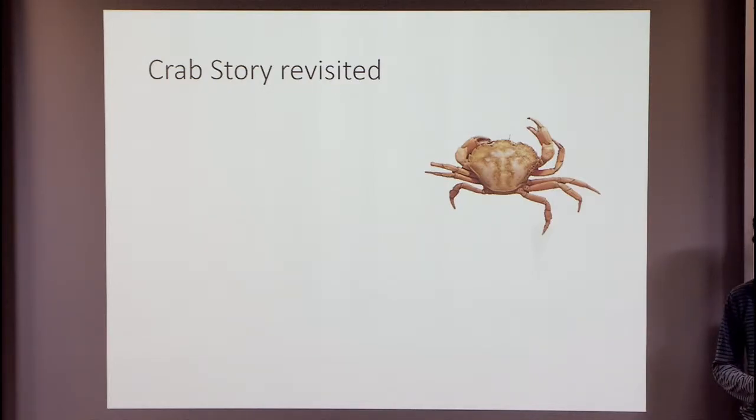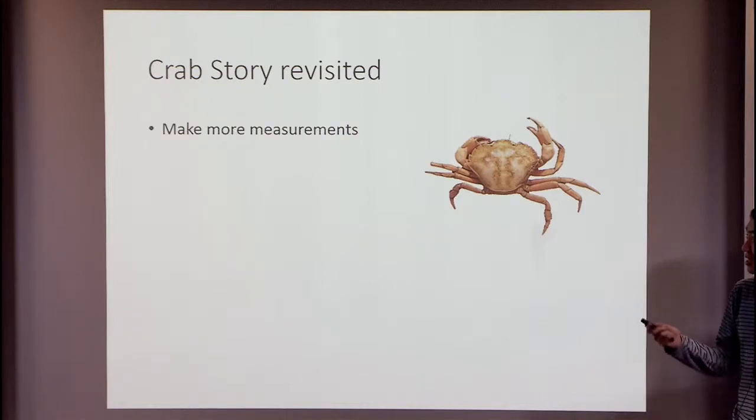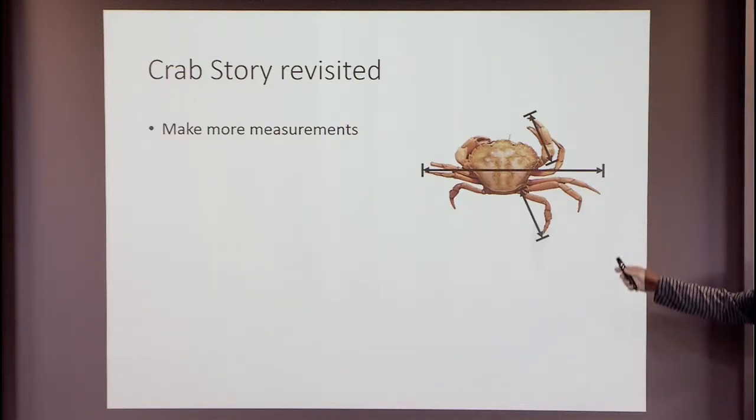But how can we solve this problem? Well, let's look at the crab story again. It's usually told in the way that I just told you, but in fact, Weldon, of course, didn't just randomly come up with the feature that the forehead over body length ratio. It doesn't make sense, right? So instead, he made many more measurements. He measured maybe all these lengths and all the ratios between these lengths.